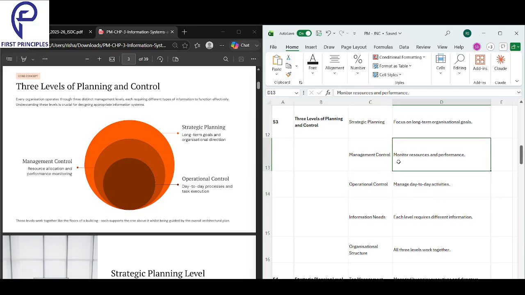And then management control monitors your resources and your performance. That's what managers do, right? They monitor. M for manager, M for monitor. Operational, the easy way to remember is day to day. Strategic, the easy way to remember is long term. What do management do? They monitor. M for management, M for monitor.